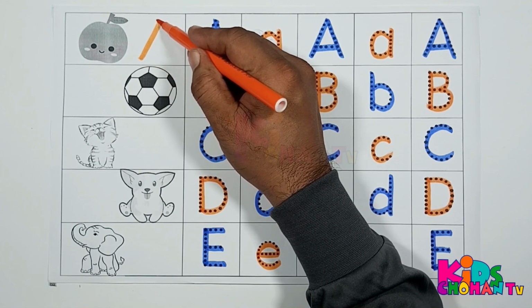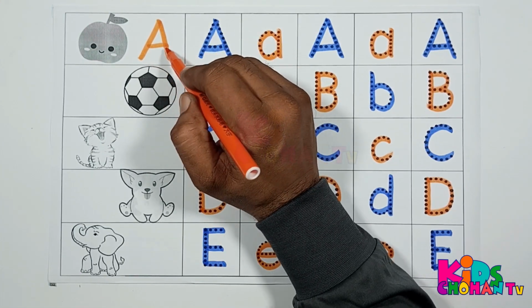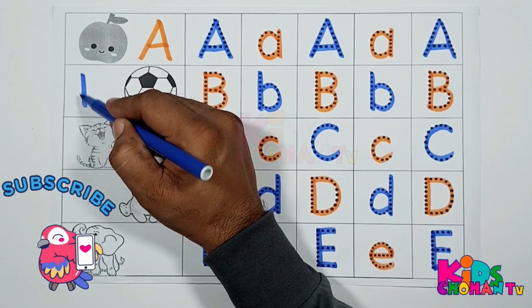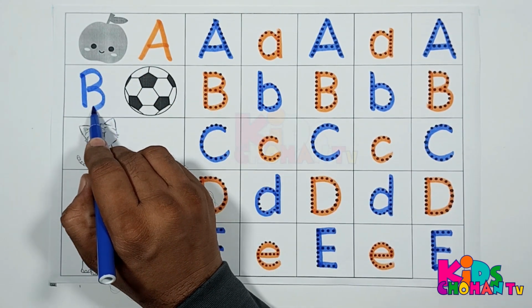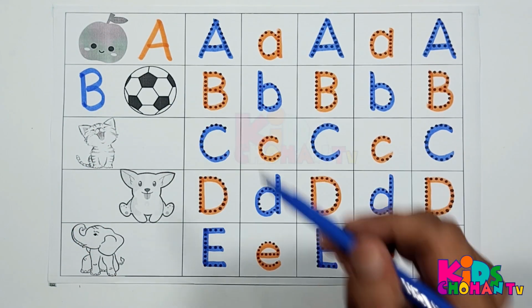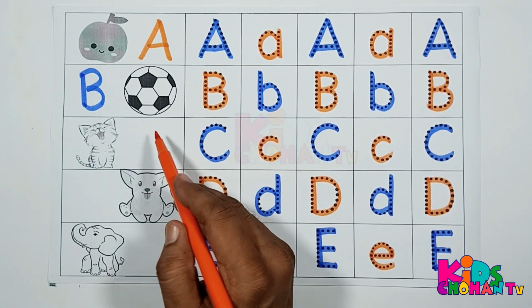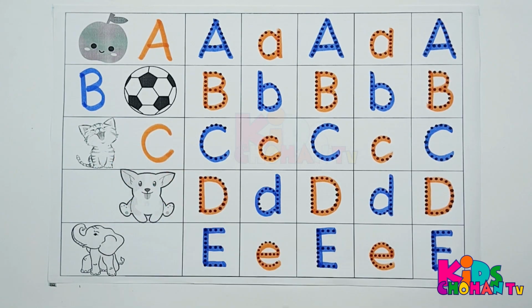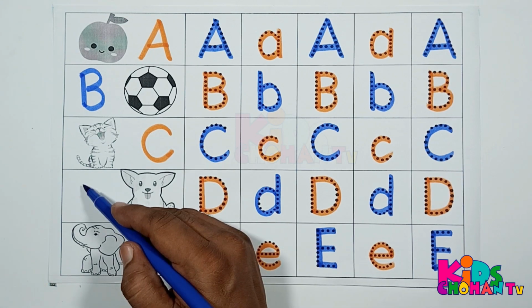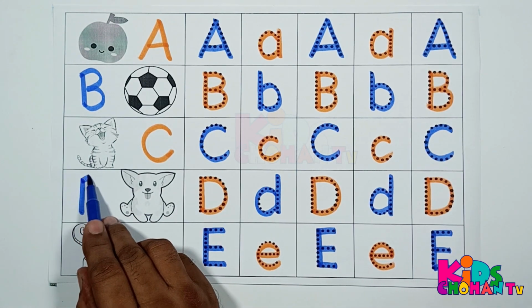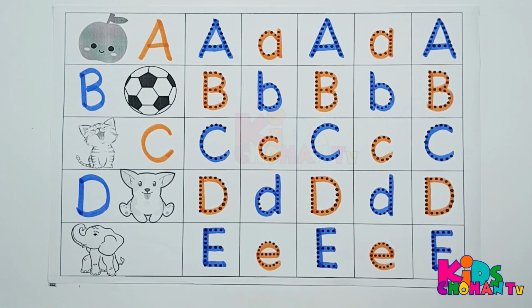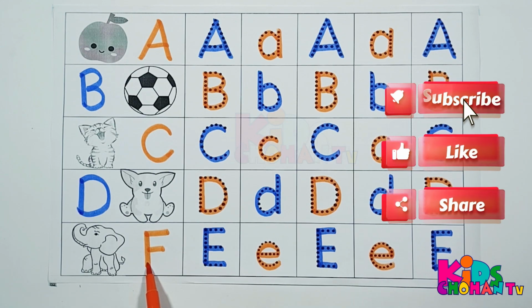Kids, we are writing letter A. A for apple. This is letter B. B for ball. Now kids, we are writing letter C. C for cat. Kids, this is letter D. D for dog. Kids, this is letter E. E for eagle.